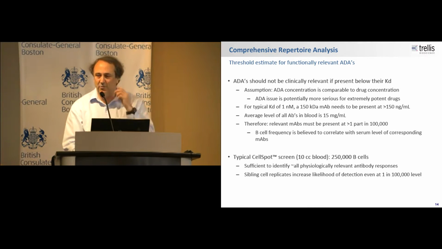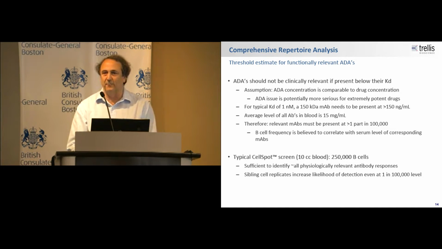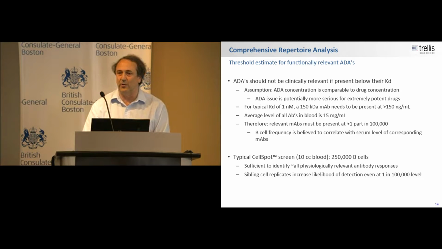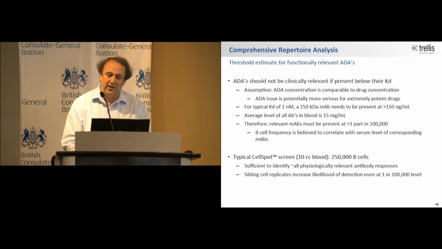So now we have to address the question of, well, okay, you've got sensitivity to beat the band. How much sensitivity do you really need? And this is a topic that I think deserves a fair amount of discussion in a group like this. Let me give you some initial thoughts on it, and I would be curious to know what other people's thinking on it is. So the way I've been thinking about it is that ADAs are not going to be clinically relevant if they're present at significantly below their affinity. So they're just not going to be able to bind very much if they're present at a concentration that's below their KD.